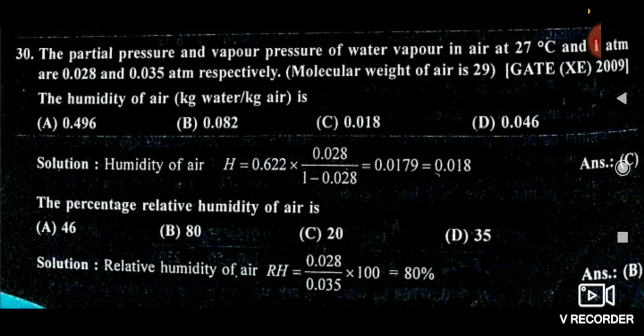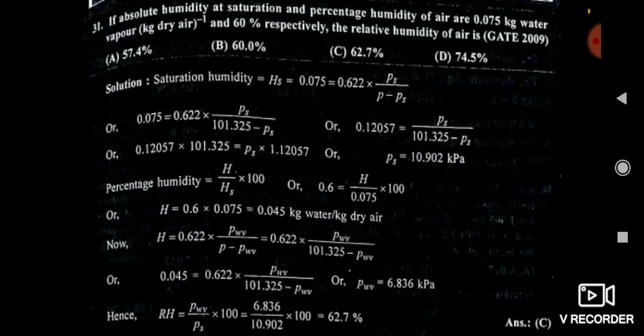After that, friends, it is asking about the relative humidity. So all of you know that relative humidity is the ratio of partial pressure of water vapor divided by vapor pressure at its saturation capacity. So friends, 0.028 divided by 0.035 into 100, that is 80%. Friends, you have to remember this thing: the saturation vapor pressure will always be more than the partial pressure of water vapor, always more. You have to remember this. Now friends, see another question.